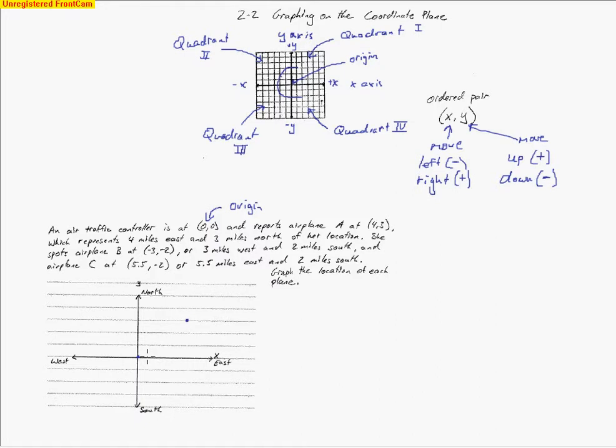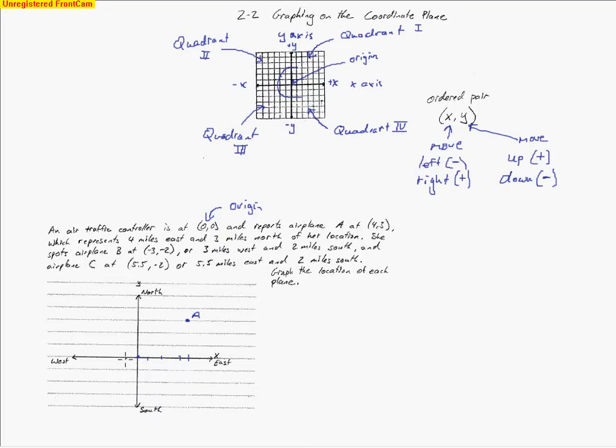So you can't really see these dashes here, but I'll try to put some in. So I went over 4 spaces, and then I went up 3, and that is where airplane A is located. And then she spots airplane B at -3, -2. So -3 would be 3 miles to the west.